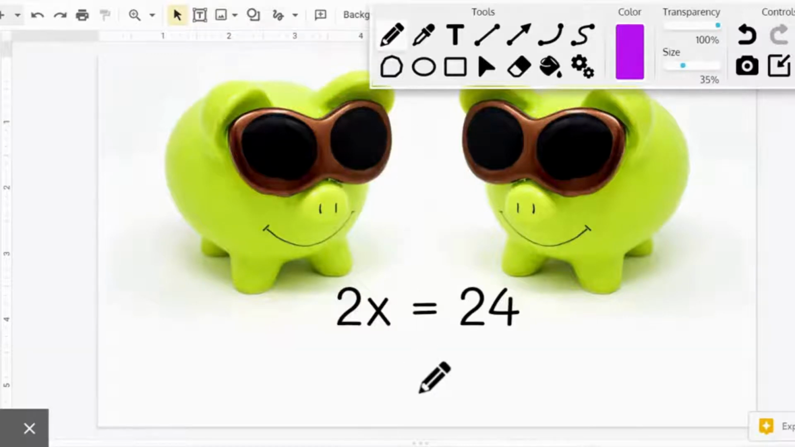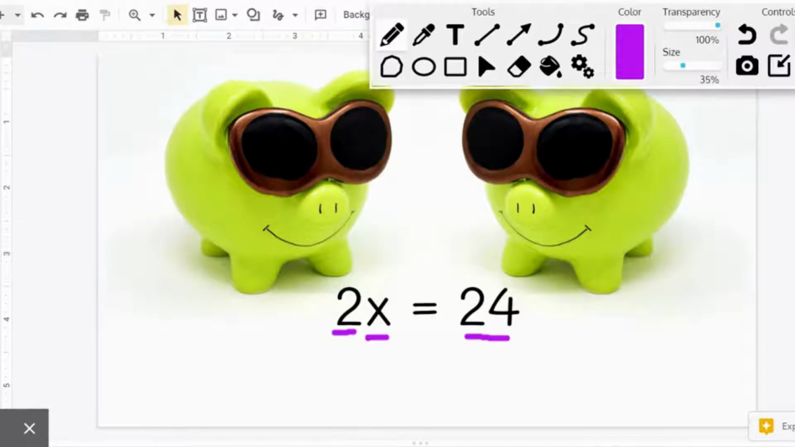This lesson is to practice solving one-step equations with multiplication and division. For this first example, we have two piggy banks. Each piggy bank has some number of coins in it. We don't know, but we do know that altogether we have 24 coins in all. So 2 times what number is 24?